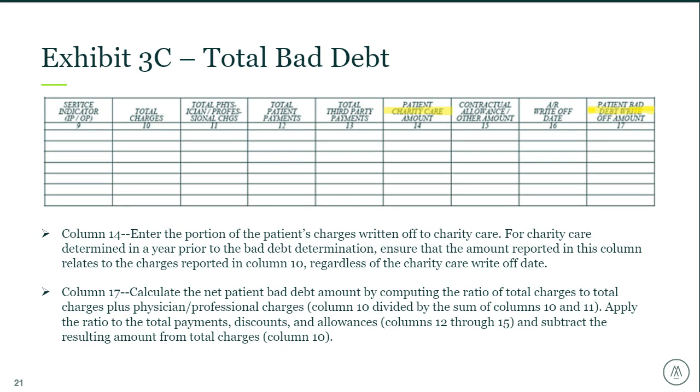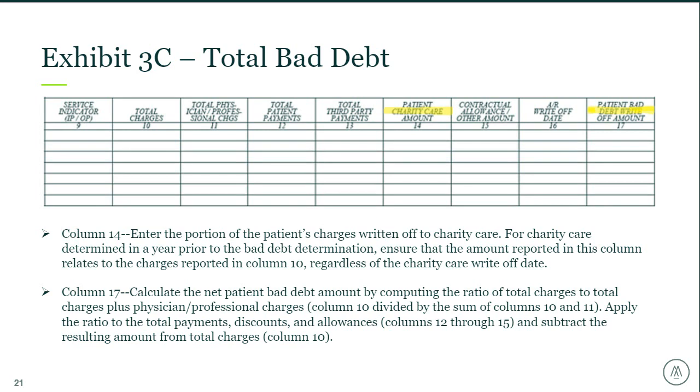So column 14, that's the patient charity amount. You are to enter the portion of the patient's charges written off to charity care regardless of the write-off date. So many times you might have charity write-offs that span multiple fiscal years, but CMS is asking for all those to be grouped into one. Column 17 is another one I think needs to be highlighted from this list.